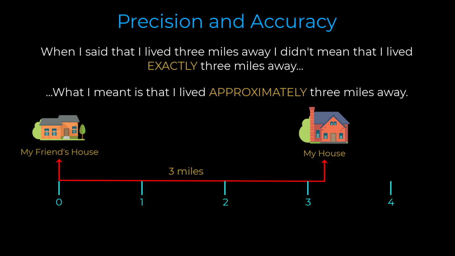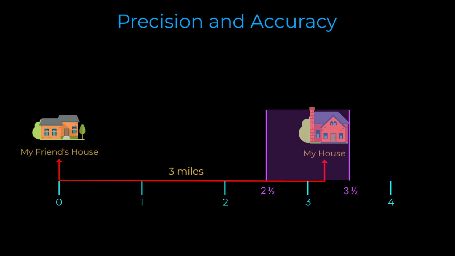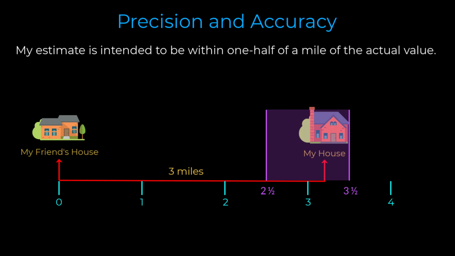Mathematically, we can say that I live somewhere between 2.5 to 3.5 miles away. We would equivalently say that my estimate is intended to be within 1/2 of a mile of the actual value. Sometimes we use the terminology 3 miles plus or minus 1/2 a mile. This is how we would express that terminology mathematically.